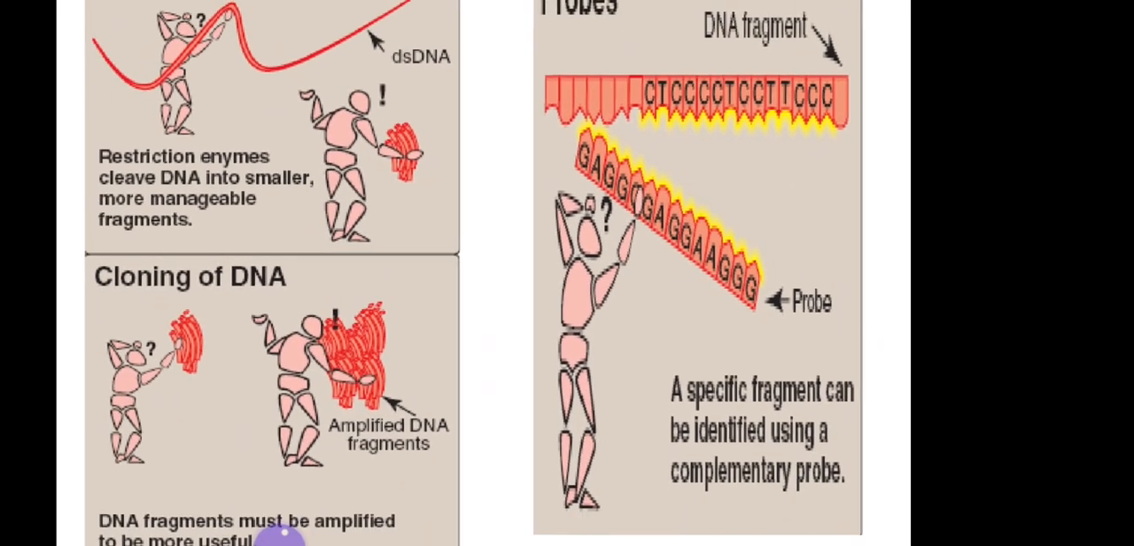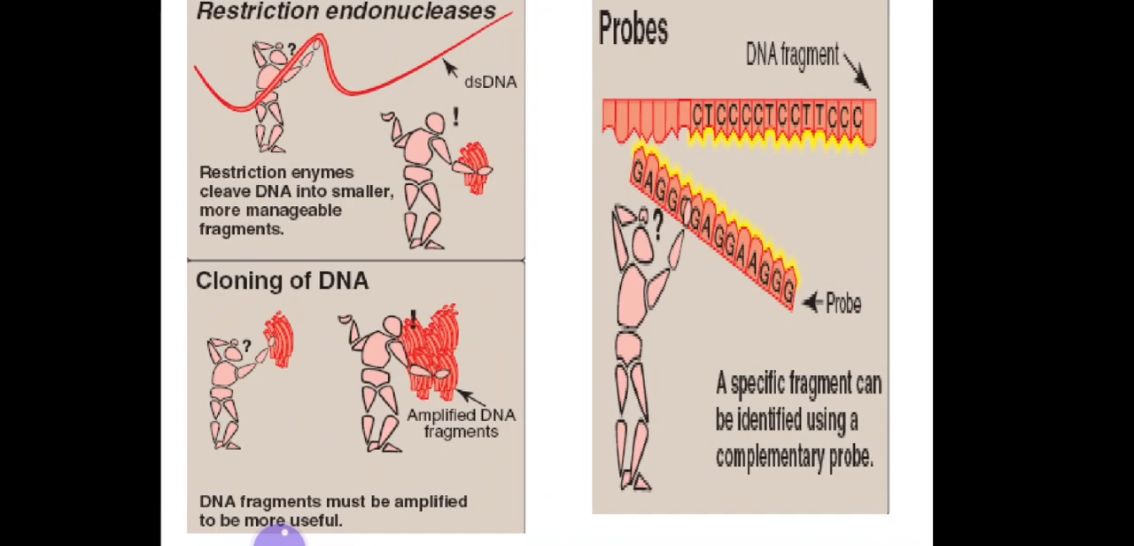The third one is the probe. A probe is a fragment which can identify a specific sequence present in the DNA library. So this is a small fragment which is used to identify our DNA of interest.